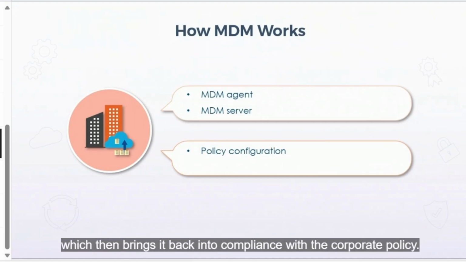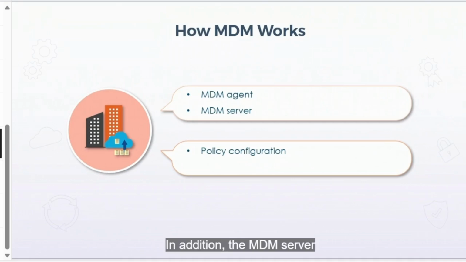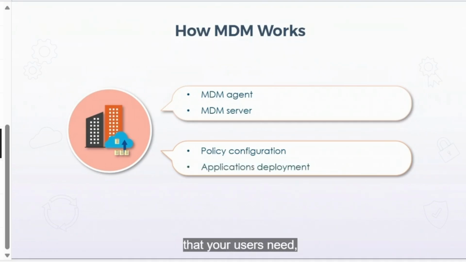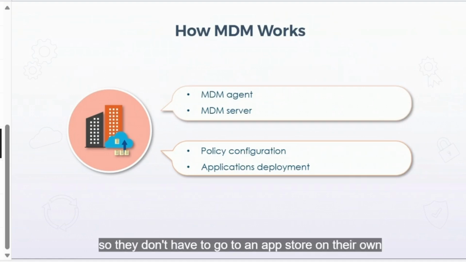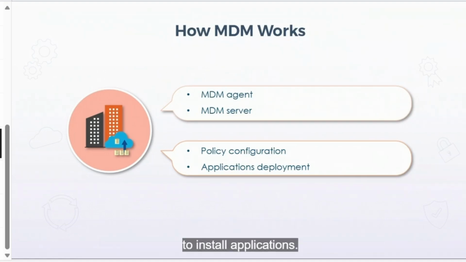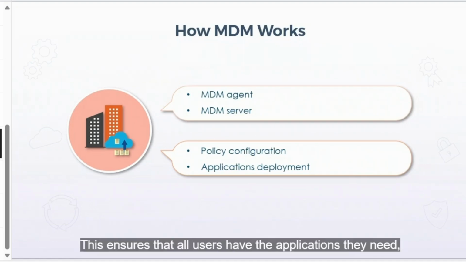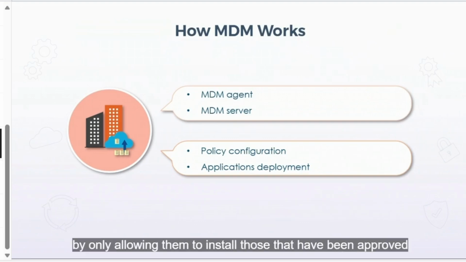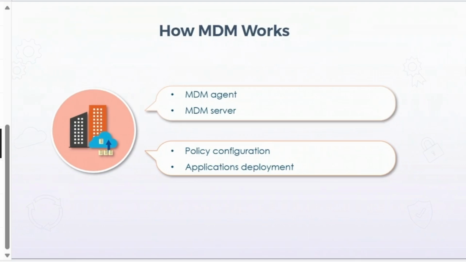so the device can apply the update, which then brings it back into compliance with the corporate policy. In addition, the MDM server can be used as a means to deploy the line of business applications that your users need so they don't have to go to an app store on their own to install applications. This ensures that all users have the applications they need, and similarly, you can ensure that they only install approved applications by only allowing them to install those that have been approved by administration.